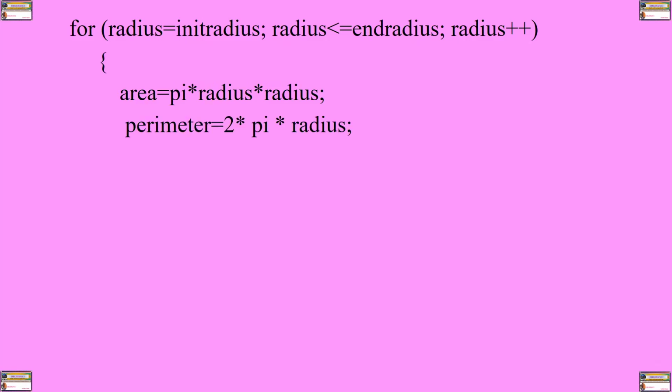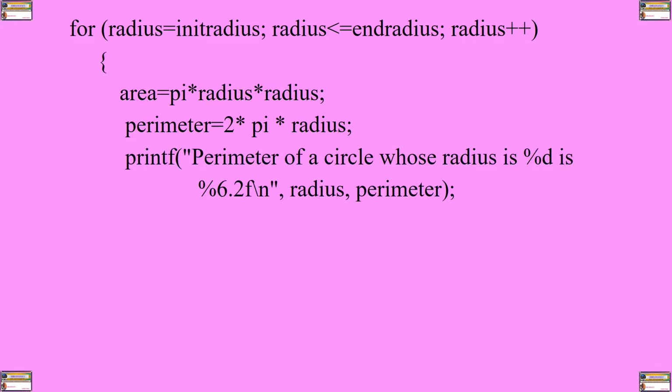The next statement is compute perimeter. The processor will pick the content in memory location called radius, multiply by the content in memory location called pi, and then the result gotten will be multiplied by 2, and assigned to the memory location called perimeter. And then the statement that will be displayed on the screen will be "Perimeter of a circle whose radius is".